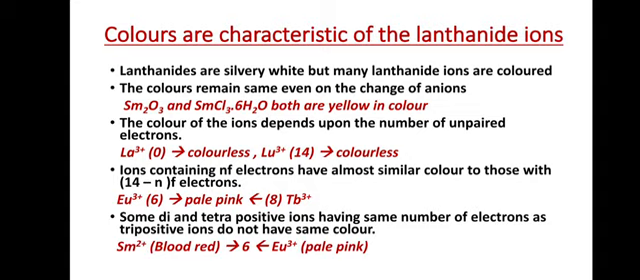The next point is that some di- and tetra-positive ions have the same number of electrons, that is, they are isoelectronic, with reference to the tri-positive ions. We expect that since there are the same number of electrons, they should have the same type of color, but it is not so. They have different colors. Samarium in its 2 plus state and europium in its 3 plus state both have 6 electrons in their valence shell, but the colors are different. Samarium 2 plus is blood red and europium 3 plus is pale pink.